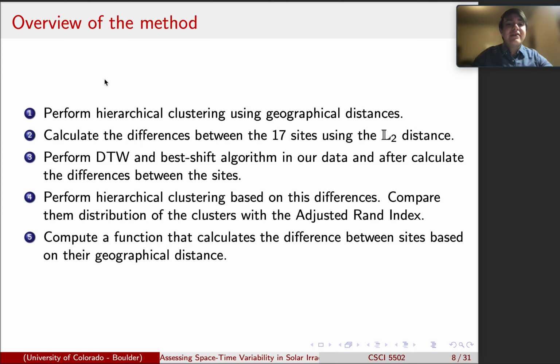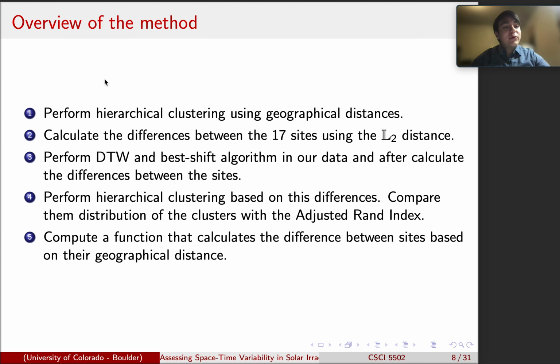Then we're going to calculate the L2 distance, which we will define again later, between each of the 17 sites, and perform clustering again. We want to show that that result is not going to be as good as if we first did these time alignment methods on our time series and then calculated the distances to perform the clustering. Once we have these distances, we're going to compare the clusterings using the adjusted Rand index, a metric that is particularly robust when comparing two hierarchical clusterings.